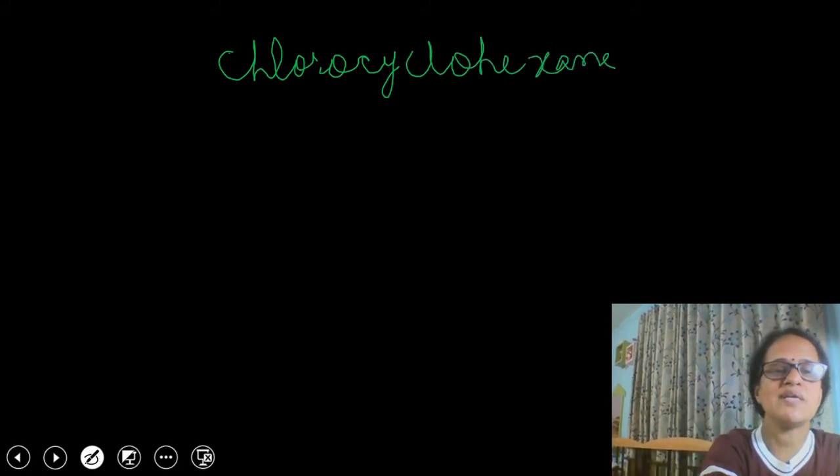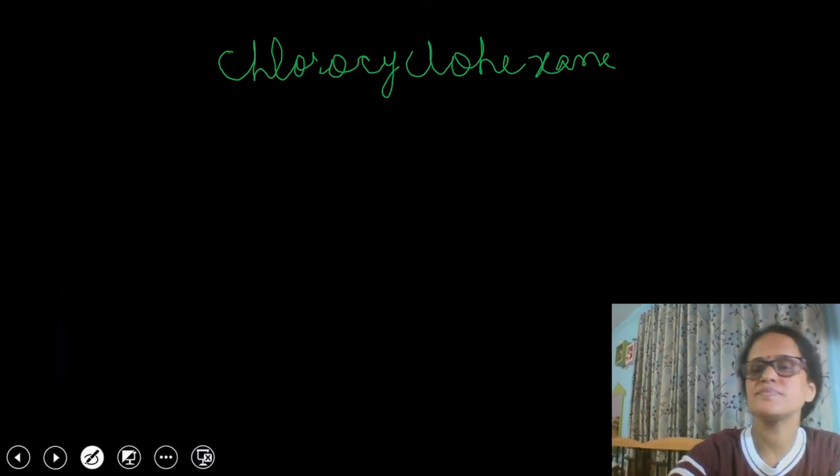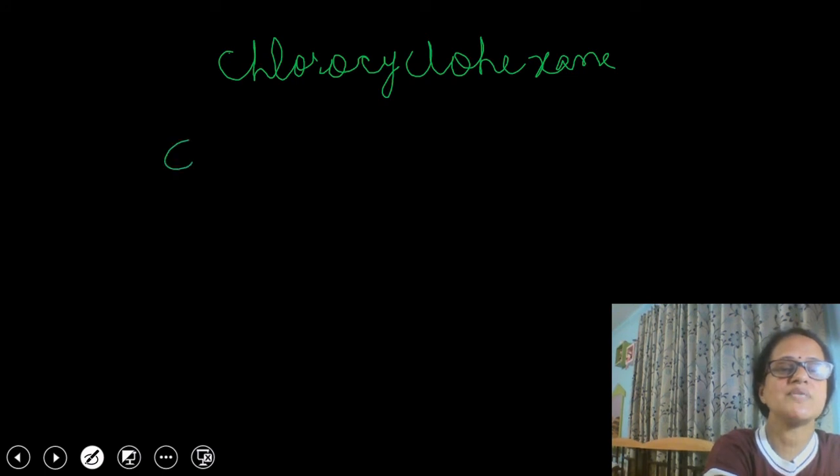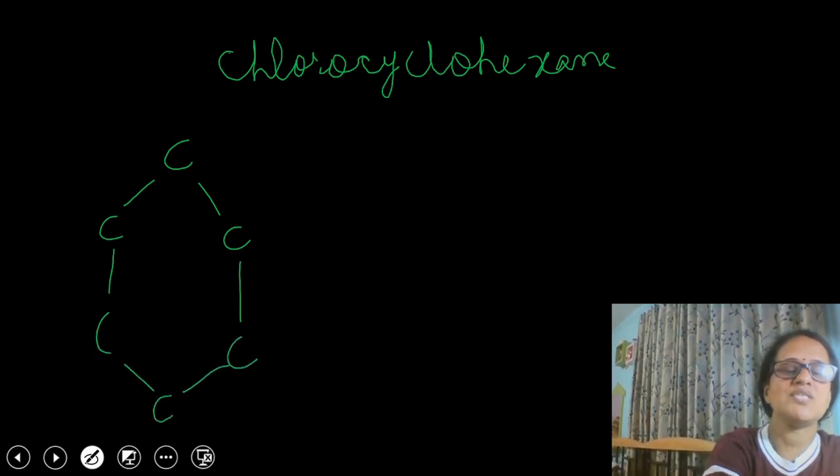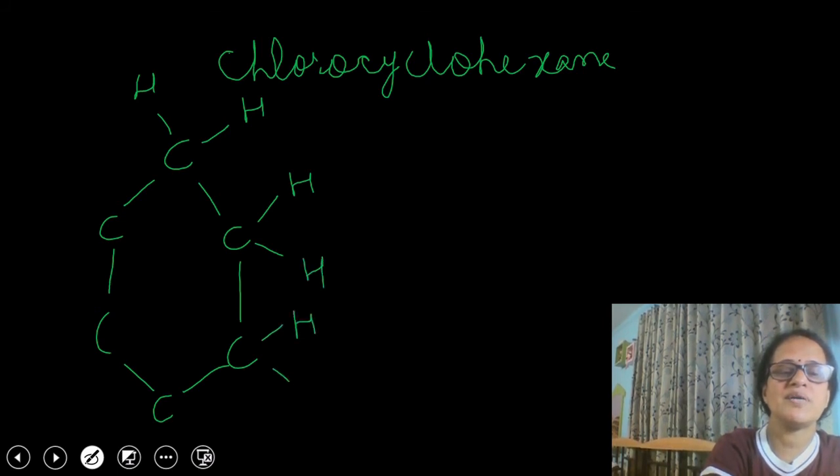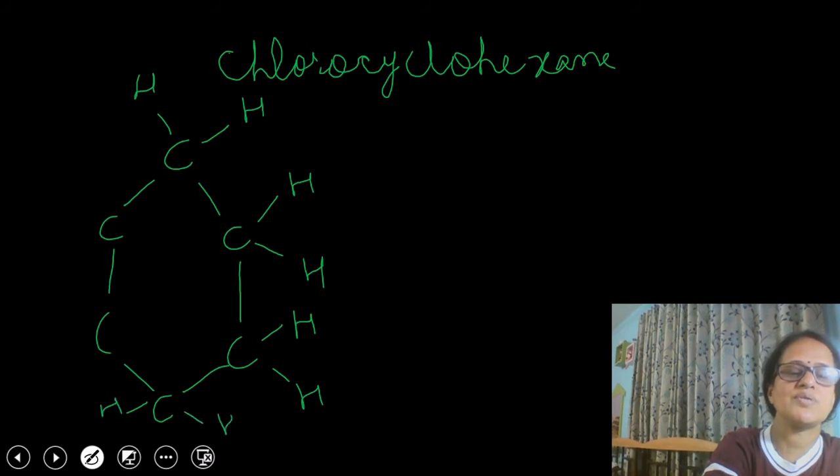Now the last cycloalkane was chlorocyclohexane. So first I am writing the name here. Chlorocyclohexane. So we will write 6 carbon atoms in a cyclic form. 1, 2, 3. Then 4, 5, 6 carbon atoms. And each carbon atom is attached to 2 hydrogen atoms in order to satisfy tetravalency of each carbon. So 2 hydrogens here, 2 hydrogens here. Similarly, the remaining 2 carbon atoms will be attached to 2 hydrogen atoms.